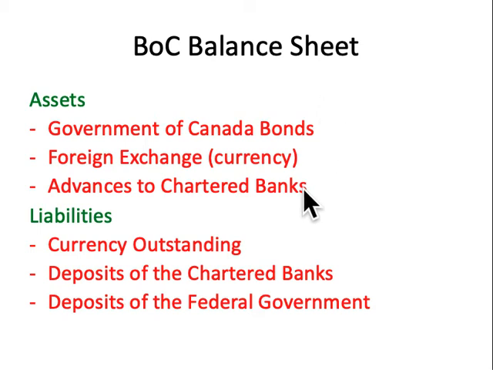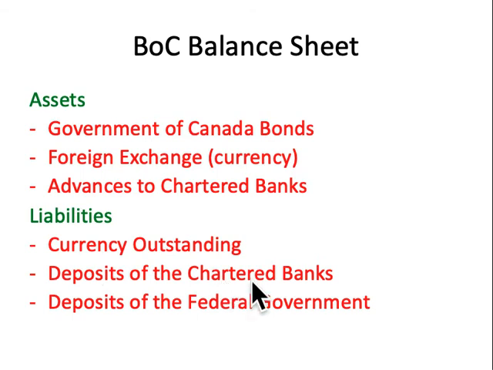Okay. Next is advances to chartered banks. When the Bank of Canada will push money or deposit money into chartered banks, they're advancing money to the chartered banks, and therefore the chartered banks owe the Bank of Canada those deposits back. Okay, so those are two assets of the Bank of Canada. I'm going to skip foreign exchange for now, and I'm also going to skip currency outstanding for now.